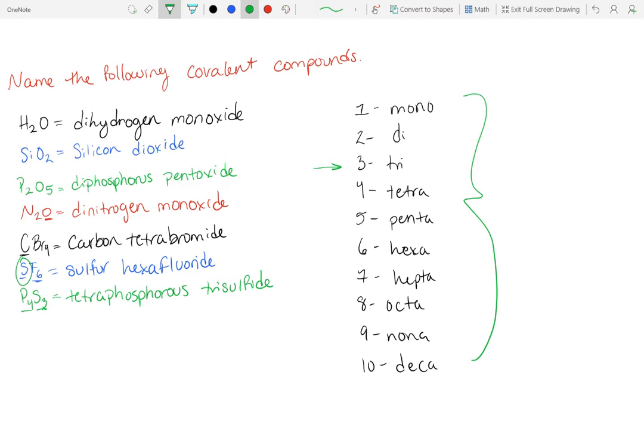In this case, you wouldn't just write phosphorus. You would have to write tetraphosphorus. If you just wrote phosphorus, then people would think, okay, he or she only has 1 phosphorus there, when we actually have 4, right? So make sure you don't apply that rule where it shouldn't be applied.